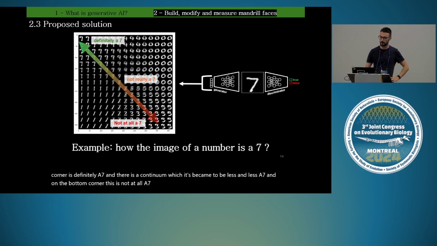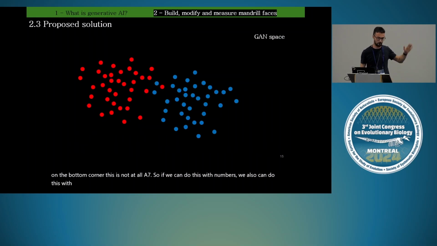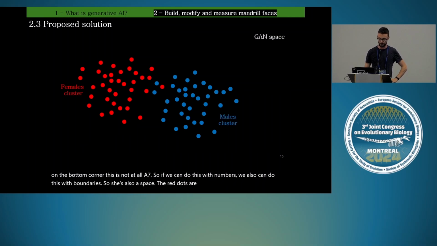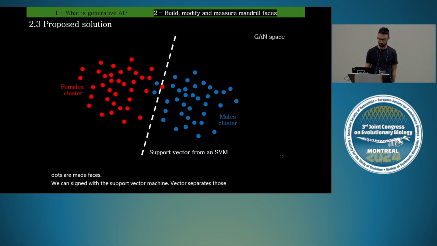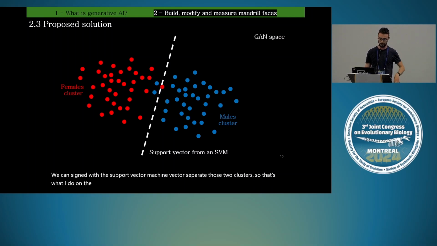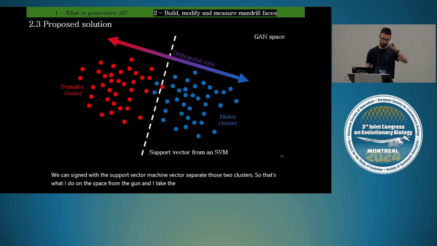So if we can do this with numbers, we also can do this with mandrills. So this is also a space. The red dots are female faces, the blue dots are male faces, and we can find with a support vector machine a vector which separates those two clusters. So that's what I do on the space from the GAN. And I take the orthogonal axis of the support vector to have an axis of addition of mandrill faces.